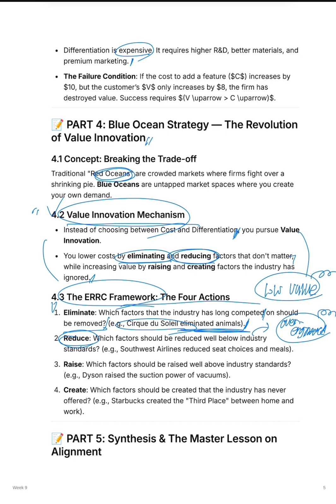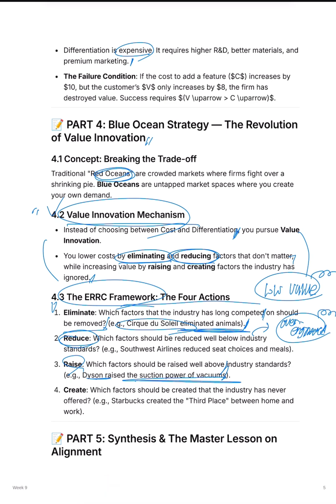And then the third one is raise. So which factors should be raised well above the industry standard? This is the main question. The example is that Dyson raised the suction power of vacuums. The strategy logic is that addressing factors where customers are underserved elevates perceived V.